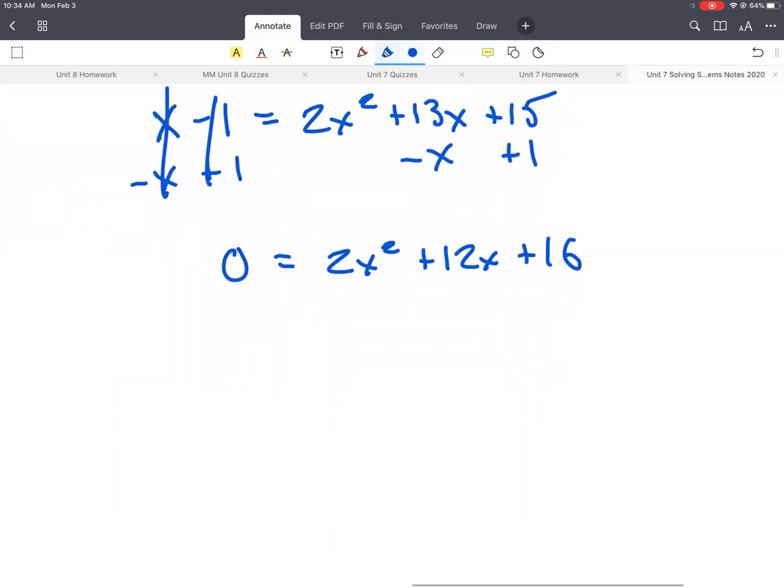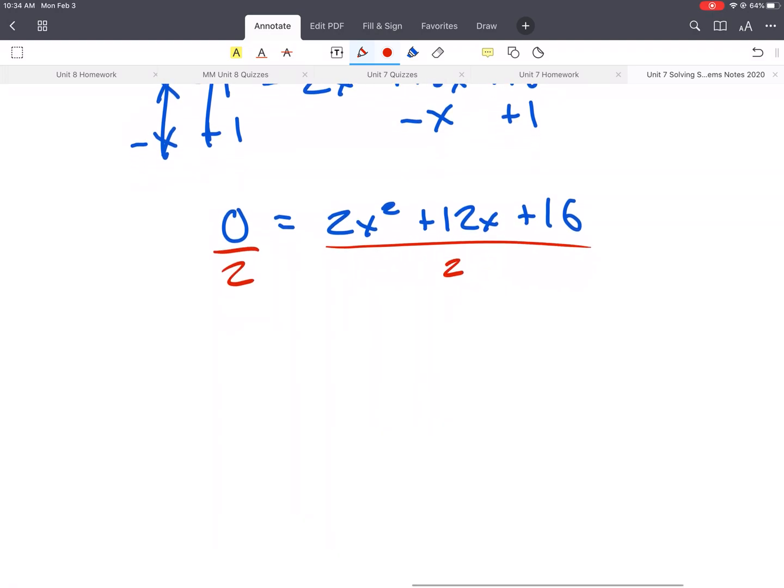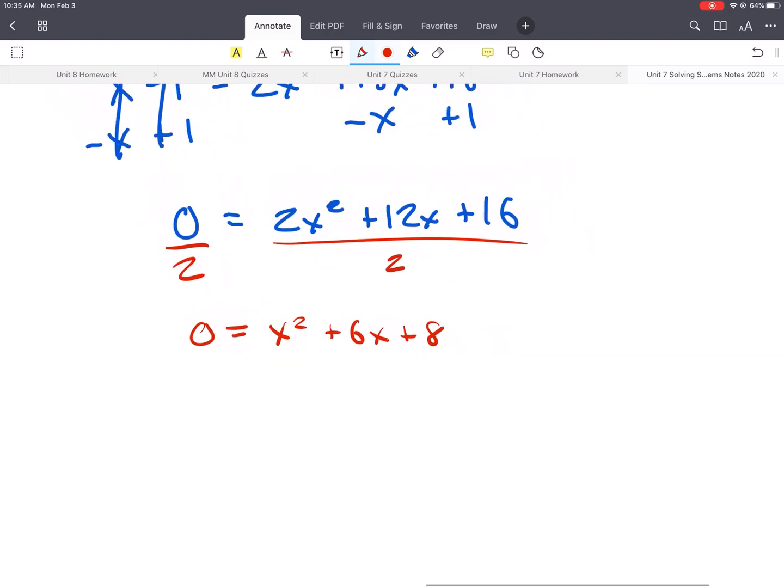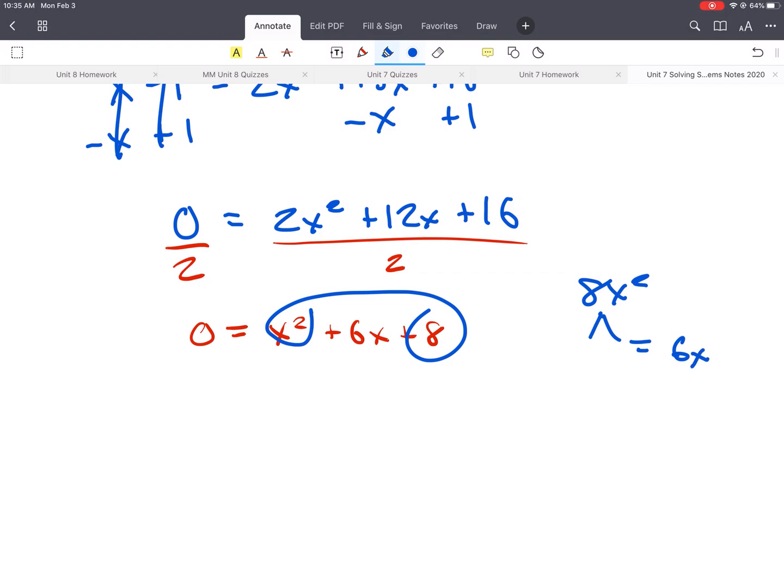Okay? So, to make it easier for yourself, since we realize that the greatest common factor is 2, you can divide both sides by 2, and we just get 0 is equal to x squared plus 6x plus 8. And then it might be a little easier, and we don't have to do it by grouping. So the factors of 8 should add up to give us 6. So think about that for a sec. What are two things that multiply to give us 8 and add to give us 6?